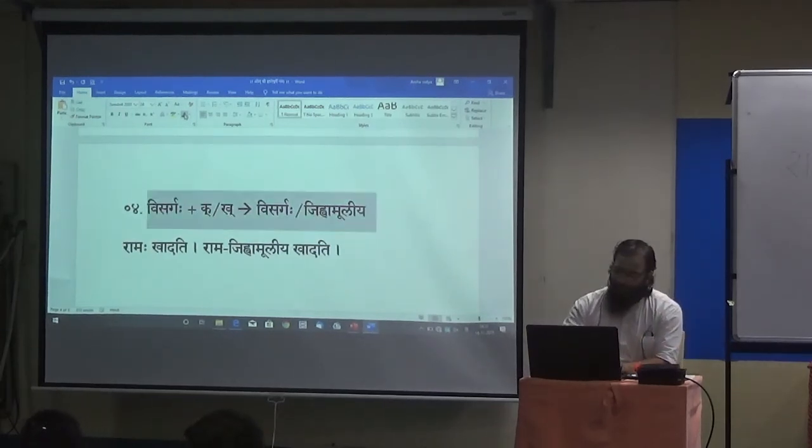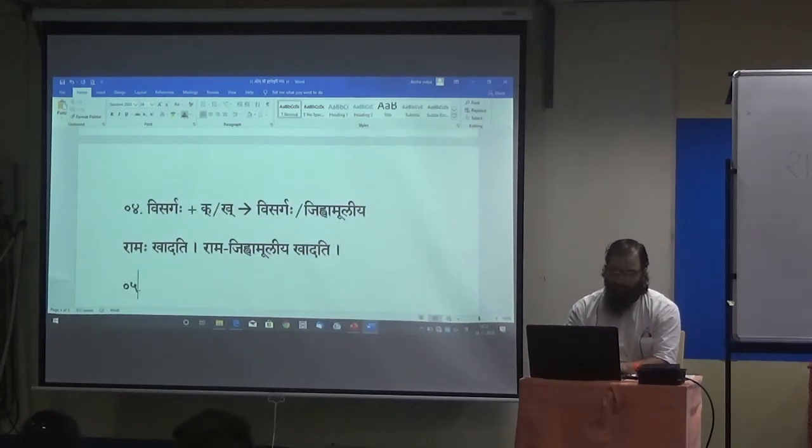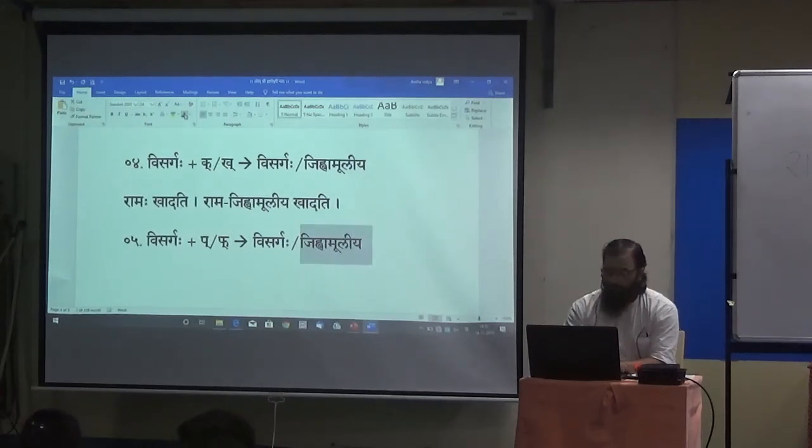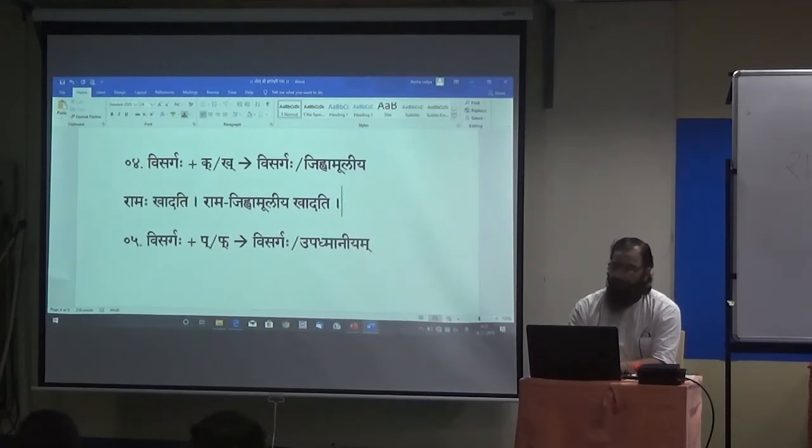Therefore, now Visarga when followed by rule number 5. Visarga when followed by Pakara or Phakara. Either Visarga will remain as it is or Ardha Visarga will come. That is called Upadhmaniya. Jikhva Moliya and Upadhmaniya. For example, Ramaha Pati, Ramah Pati. Pati means protects. Or any other word, chanting. You can say Ramaha Padati.